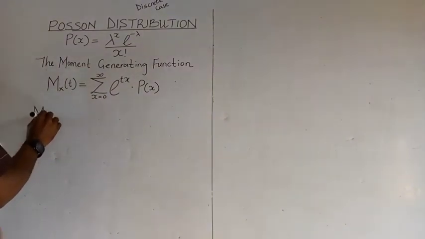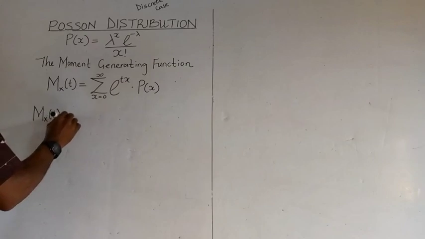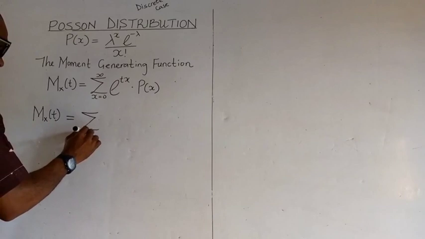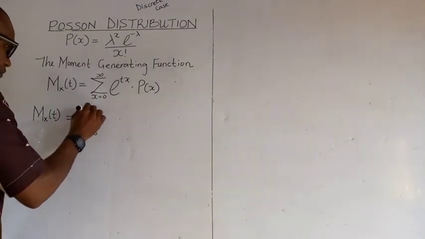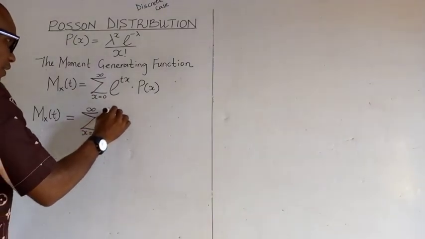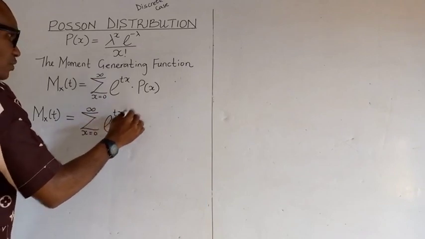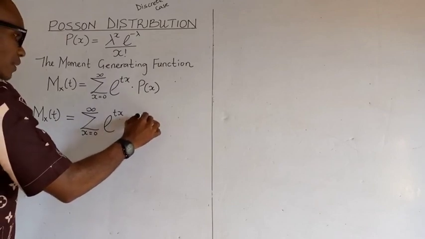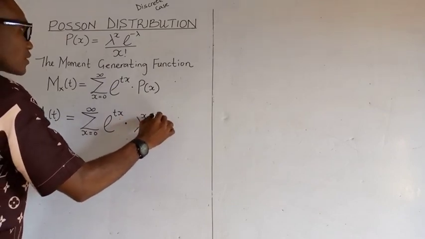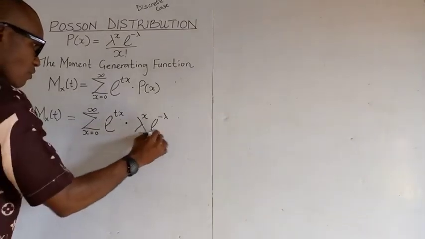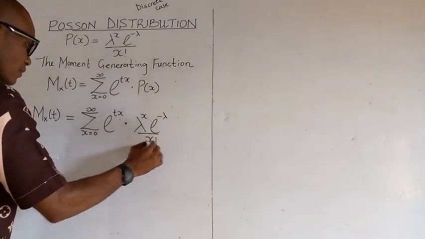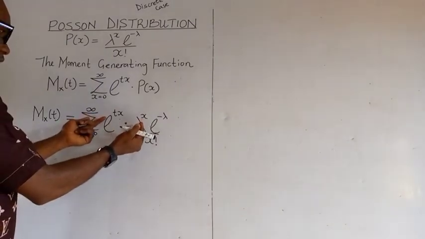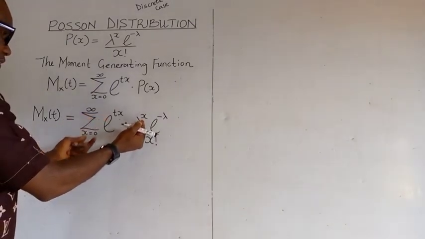We say M_X(t) is equal to the summation of x ranging from 0 to infinity of e^(tx) times the distribution. So we bring down the distribution to put here: e^(-λ) λ^x all over x!. As we can see, there is something common between this function and this.